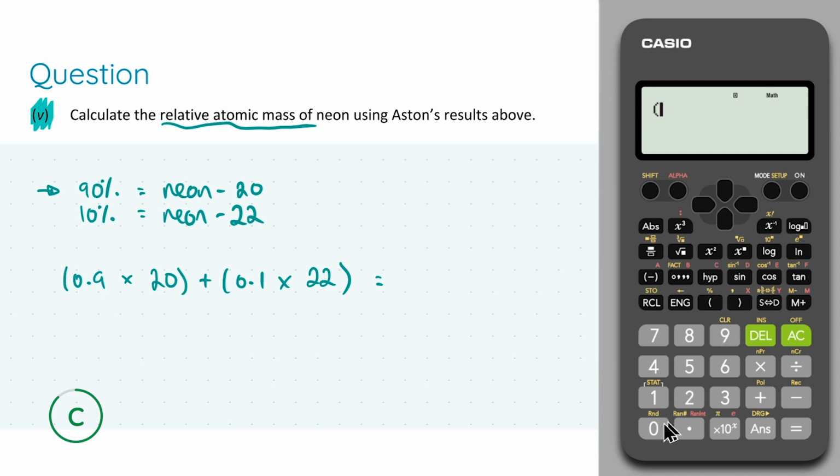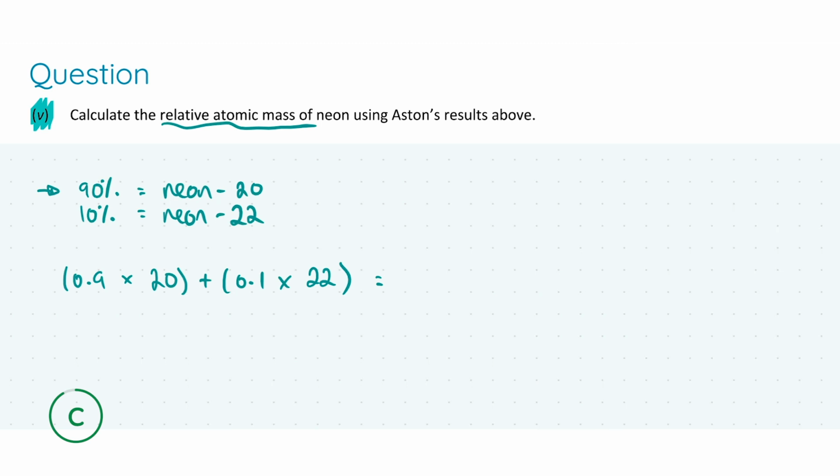So what we're going to do is have our brackets here, and it's going to be 0.9, or you could just say 90%, making sure to obviously convert them to decimal. So 0.9 times 20, and then we're going to have to add on to that our 0.1 times our 22, and then this should give us our answer, which in this case is 20.2. This means that the relative atomic mass of neon, according to Aston's results as shown above, is 20.2.